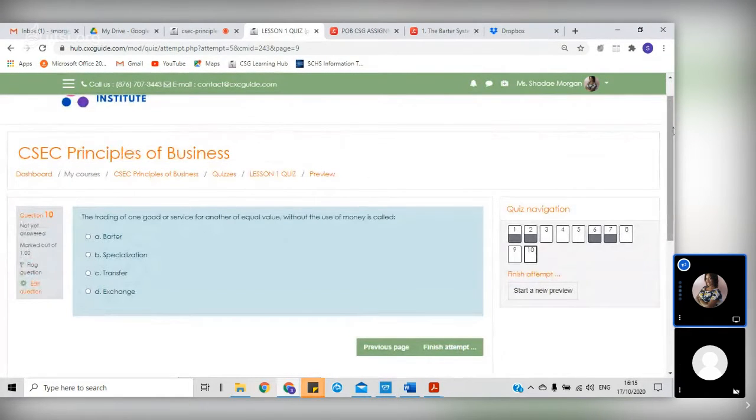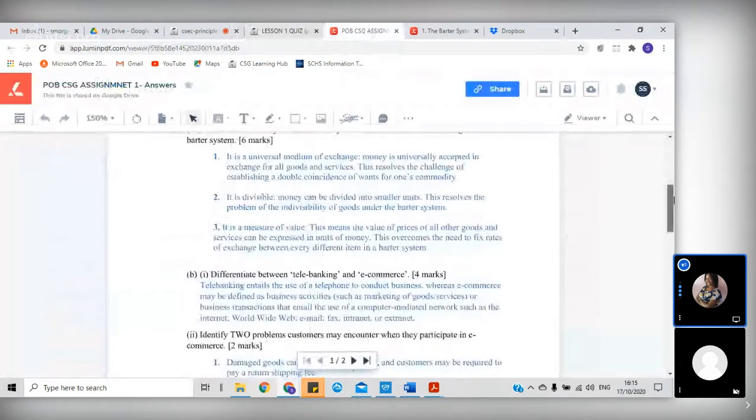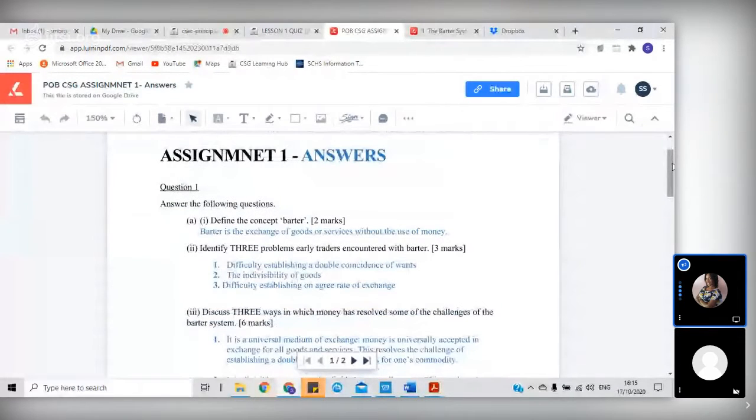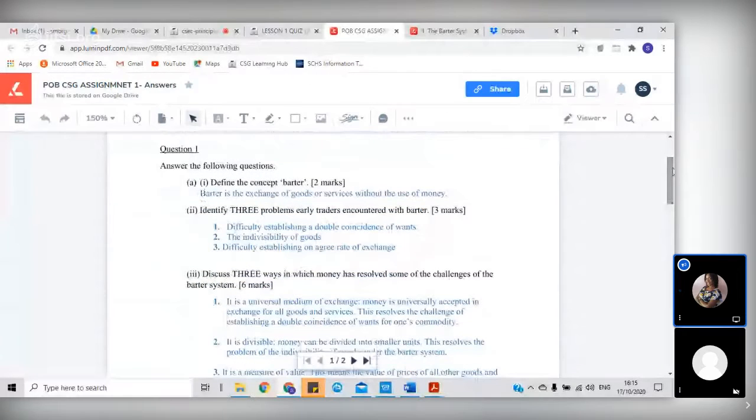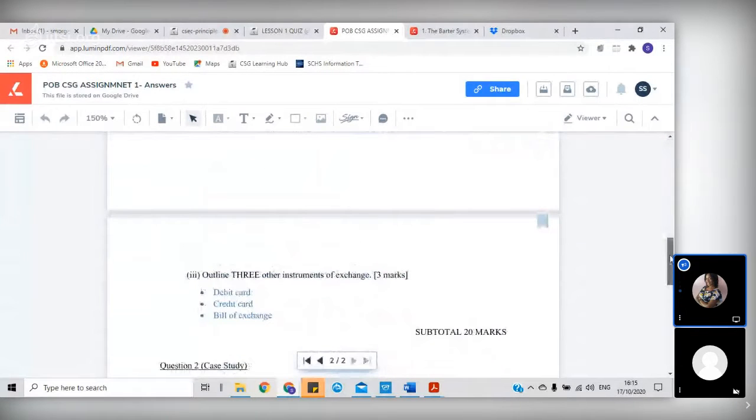All right. So now we're going to proceed to the assignment that was given. Are you still able to see my screen with the assignment 1 answers? Yes, Miss. All right, good. There were two questions. Question 1 had subsections A, B, C, D, and then question 2 was a case study. So we're going to start with question 1.